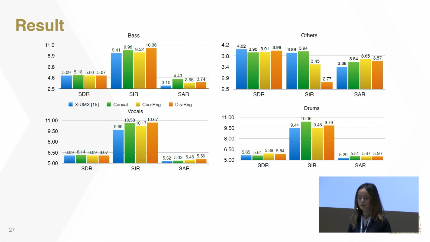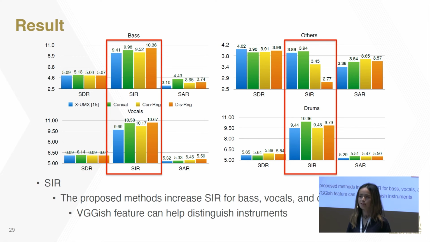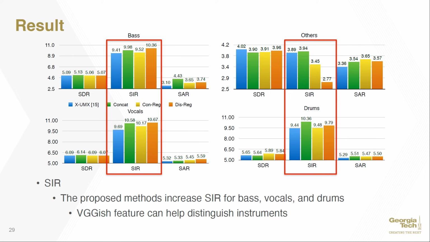And here is the evaluation result. So unfortunately, the SDR score, which is the quality of source separation, doesn't improve with either of our methods. But when we look at the SIR score, which identifies whether there is some interference inside the target source. So if we want to separate bass, ideally there will be no drums in the separated bass source. So we can see that for the SIR score, all the 3 methods, which are the green, yellow, and orange bars here, can improve the SIR scores, which means the VGG-ish feature can help to distinguish different instruments and decrease the interference in the target source.